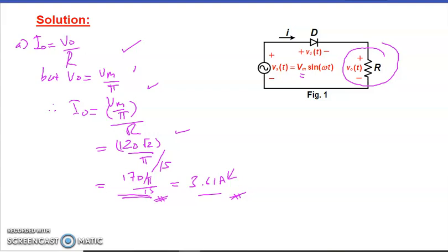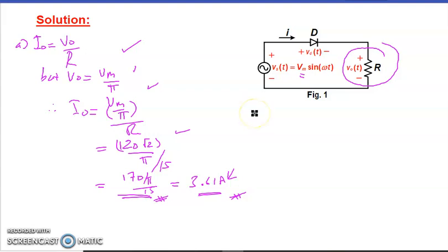If you omit the unit, you have a reduced mark. So 3.61 ampere. You might have 3.60, so it doesn't matter, it's still within your answer. So the steps, please follow.